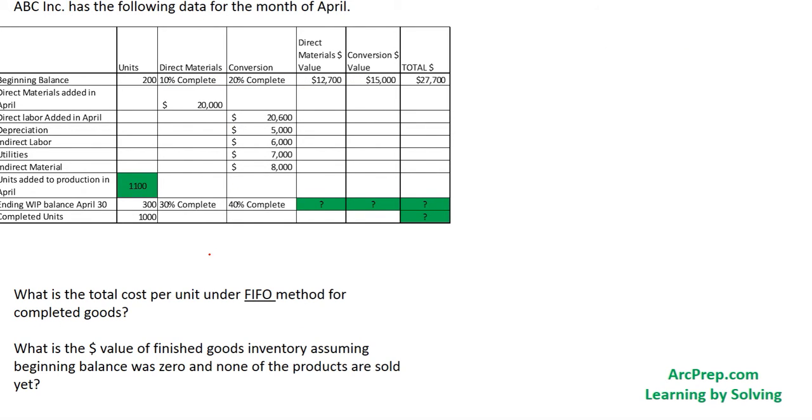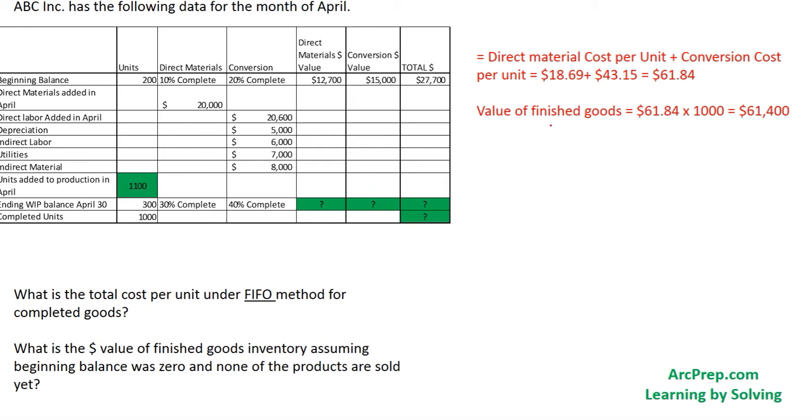Now, what is the total value of cost per unit under FIFO is the question. I do know that the direct material cost is $18.69 and the conversion cost is $43.15. The total turns out to be $61.84. So the value of finished goods is $61,400. That's the value right here that will go here. And then the difference between the sum of all these minus this is going to give me work in process inventory.